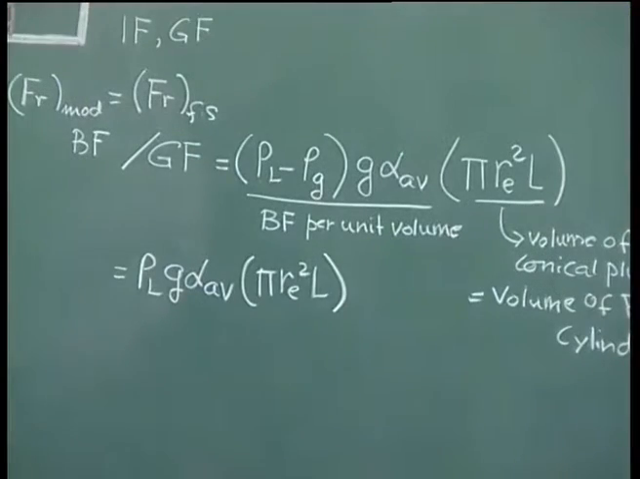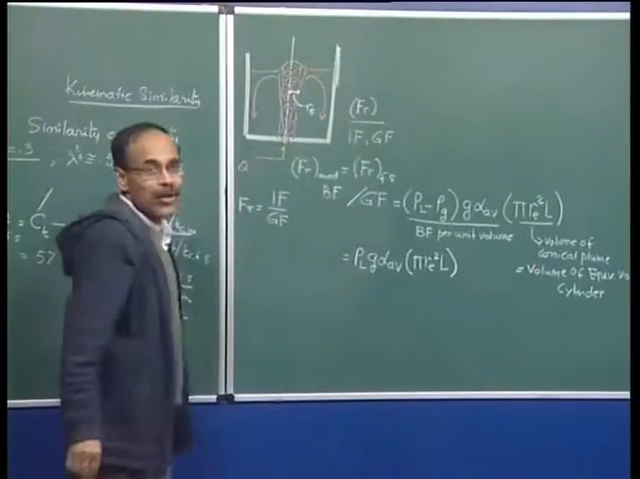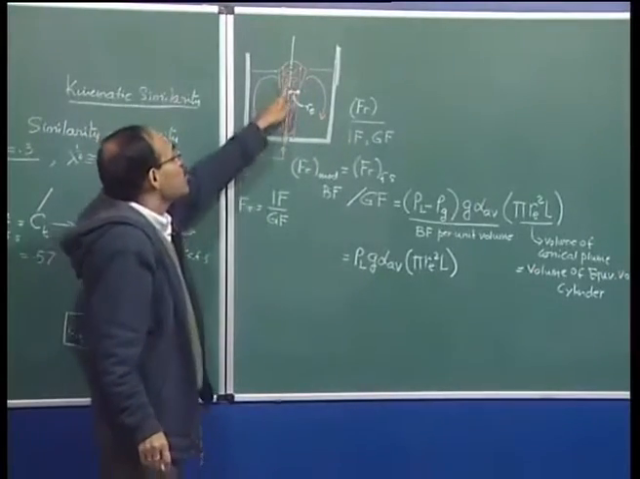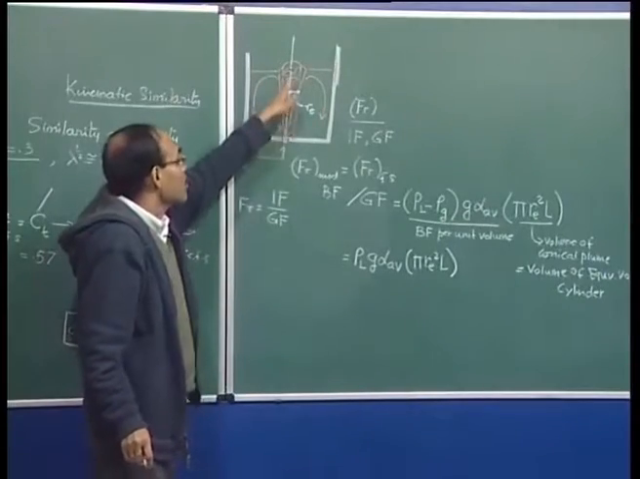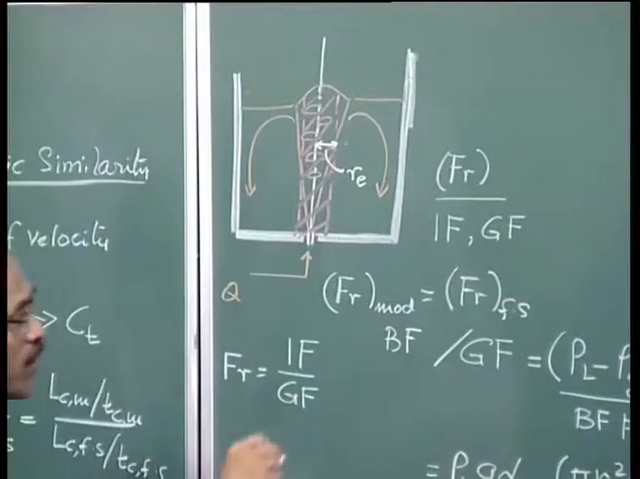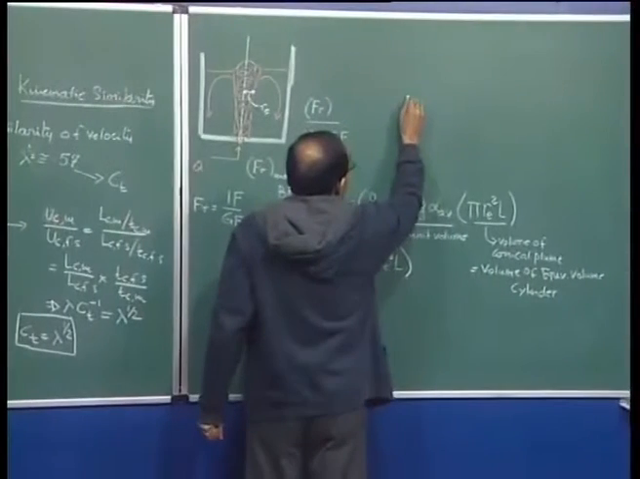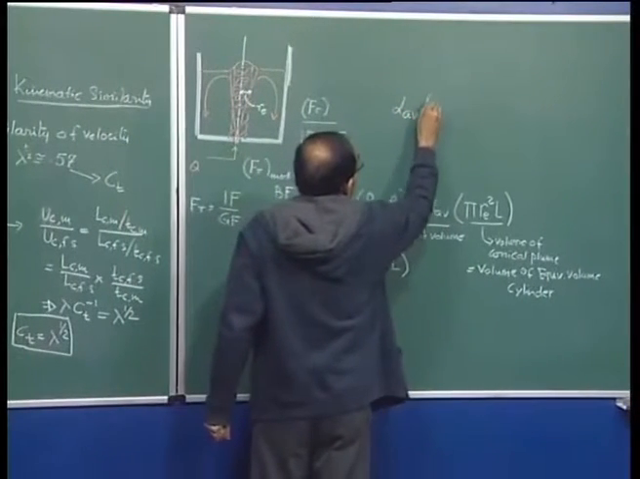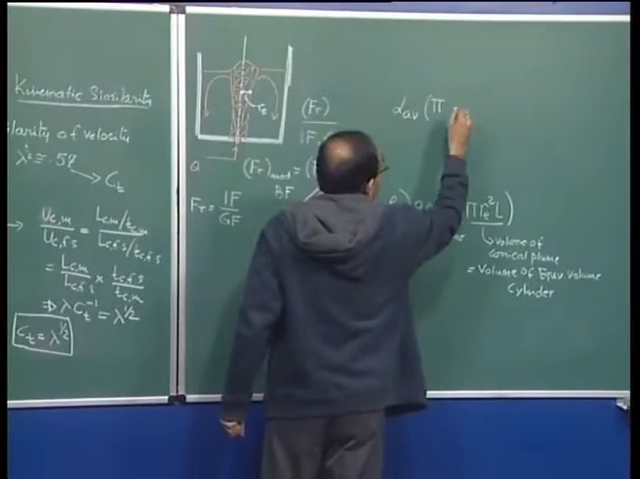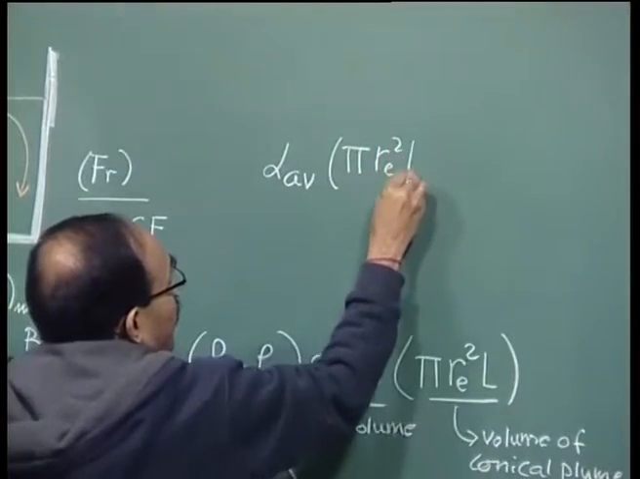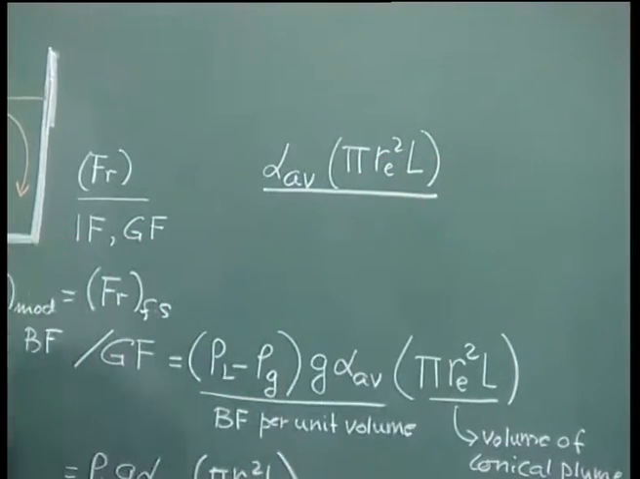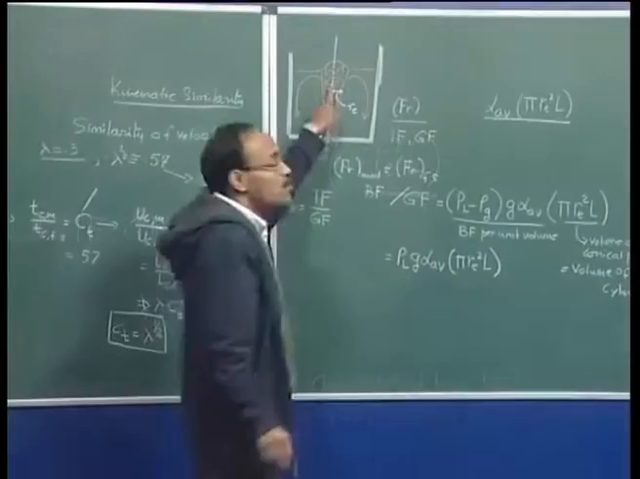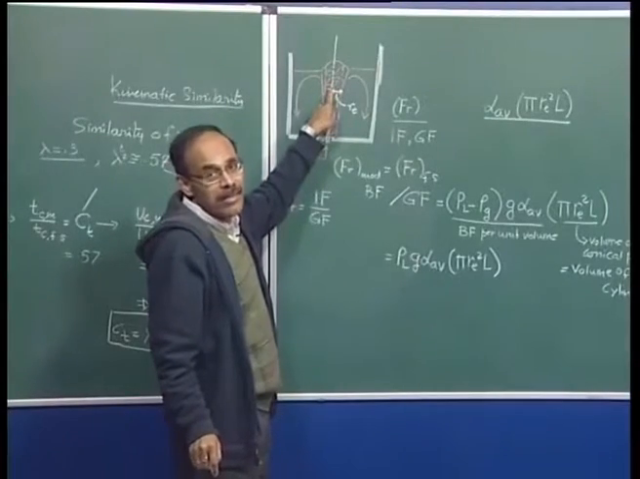What does alpha average mean? The alpha average means that we have some gas volume fraction here. So, maybe 10%, 20% or 5% of the volume is occupied by gas. So, the plume has a volume. This alpha average multiplied by the total volume pi R square L represents the volume of gas which is present in the two-phase region.